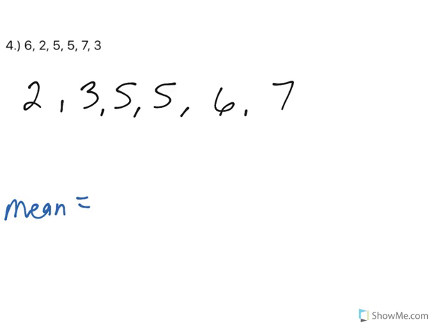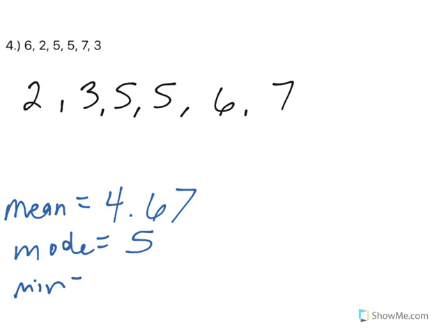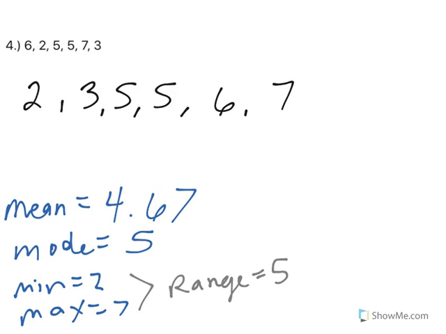Number 4. Put them in order. 2, 3, 5, 5, 6, 7. When I'm finding the mean, I add them all up and divide by 6, and I get 4.67. The mode, well, 5 is there 2 times, so the mode is 5. The minimum, which is my smallest number, is 2. The maximum, which is my biggest number, is 7. The difference between those is known as the range, and 7 minus 2 is 5.